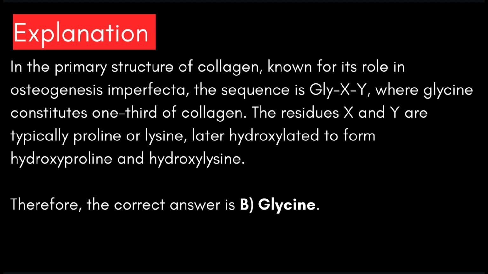So in the primary structure of collagen, known for its role in osteogenesis imperfecta, the sequence is glycine-X-Y, where X and Y are typically proline or lysine. And glycine typically constitutes 1/3 of the collagen, as seen here, and proline and lysine are the 2/3. And this is later hydroxylated to form hydroxyproline and hydroxylysine. Therefore, the correct answer here is B, glycine.